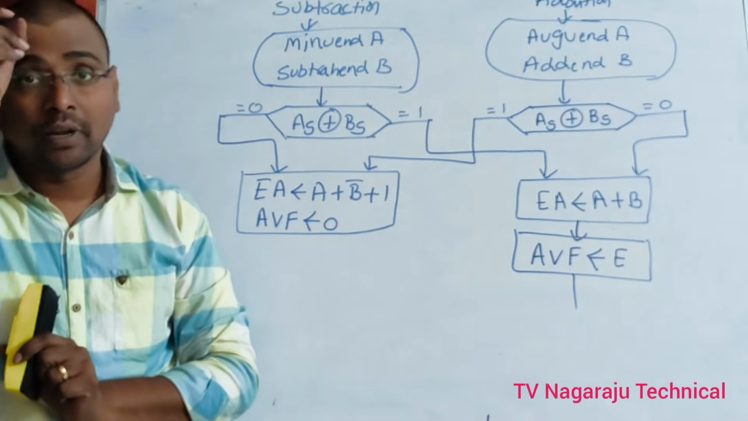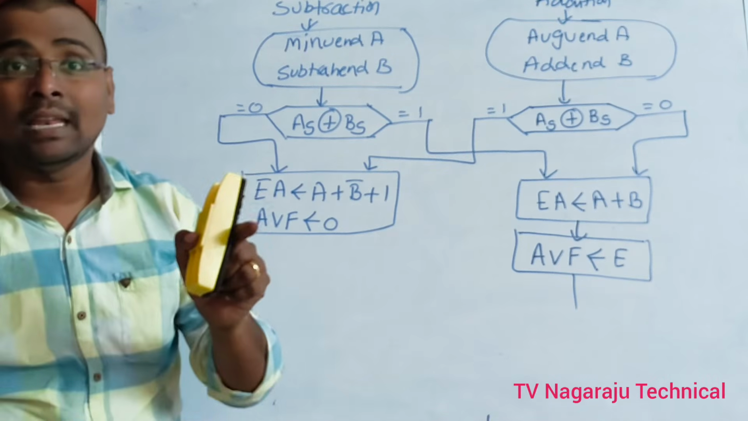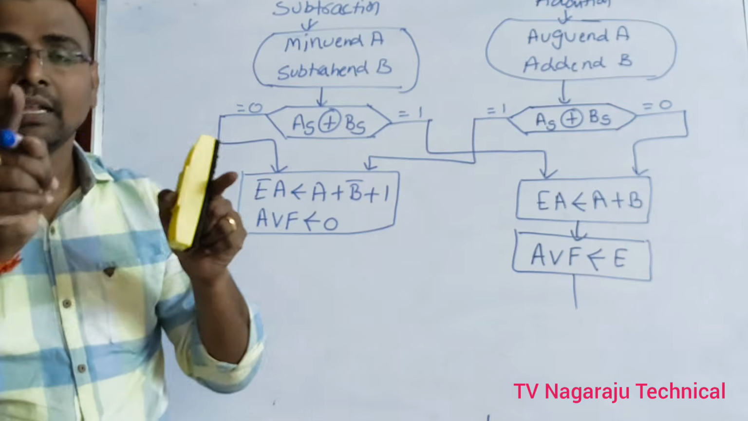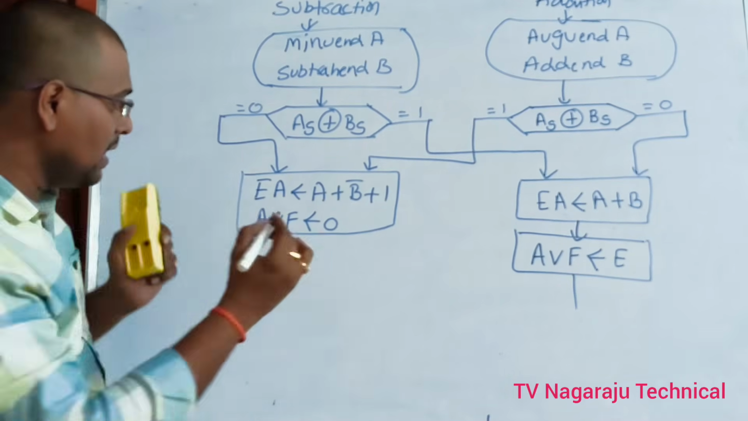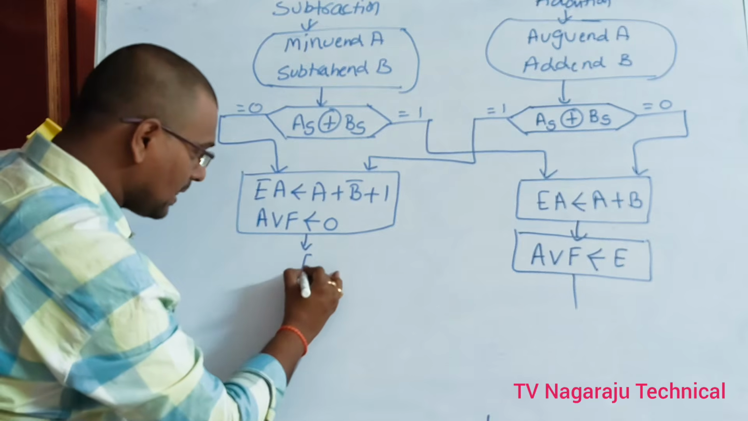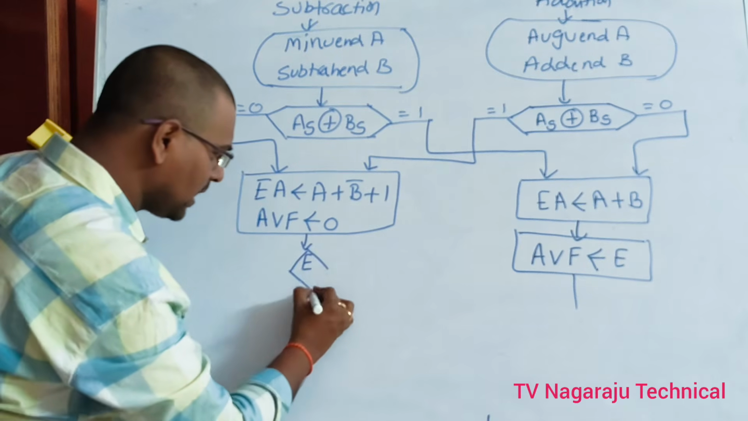Now the most important thing: how to give the sign? Plus or minus? A greater than B, one side; A less than B, the other side. For that, we are checking the carry bit. Why do you need to check the carry bit?